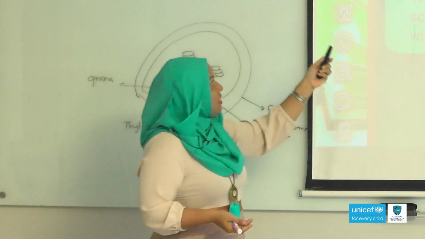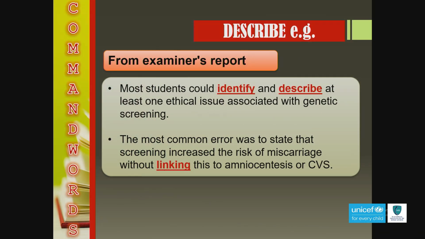So as you can see, the examiner's report says that most students could identify and describe at least one ethical issue related. It's a 2-mark question. The most common error was stating it but not linking it to the genetic screening process. So in some description questions, you also need to link it as well.